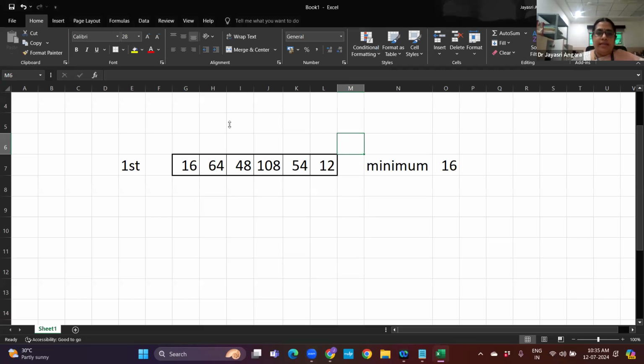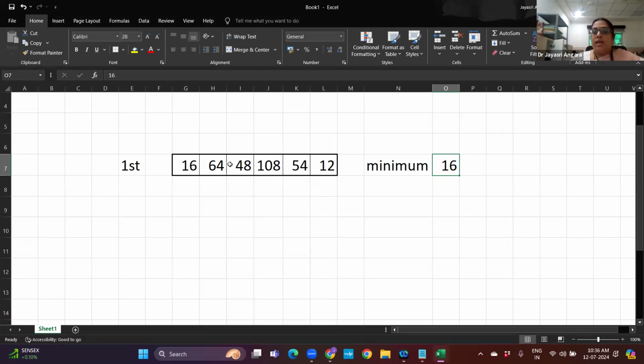Let us try to understand selection sort in this particular video. We do have some elements: 16, 64, 48, 108, 54, 12. In selection sort, we are going to consider the very first element as the minimum element, and compare this minimum element with all the remaining elements in the array.